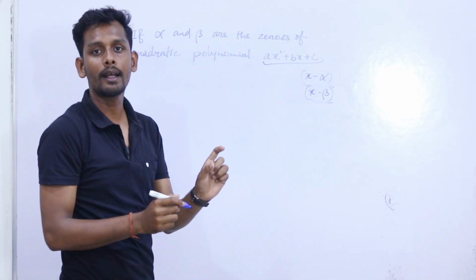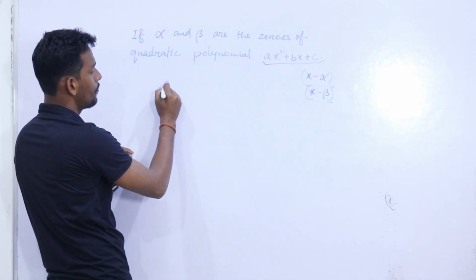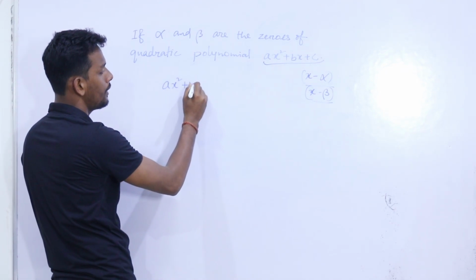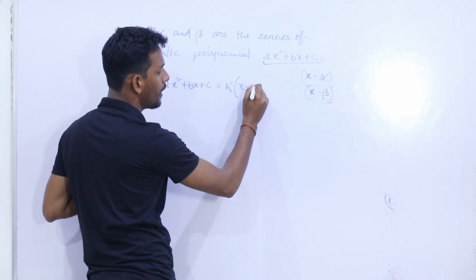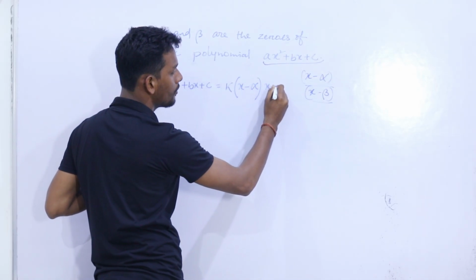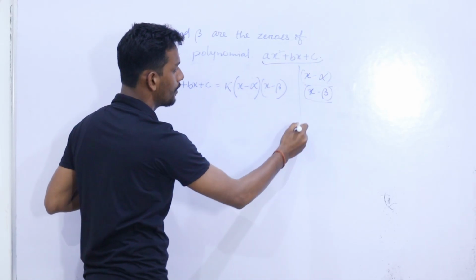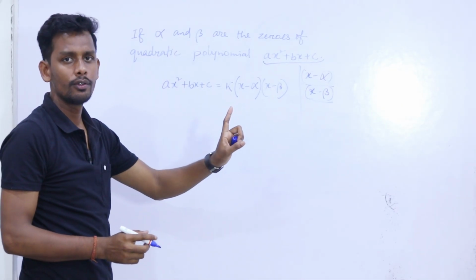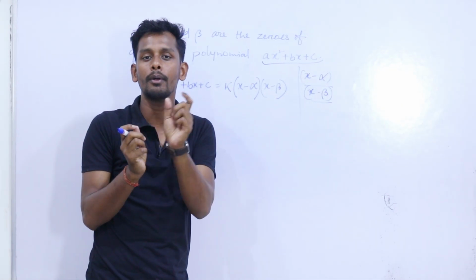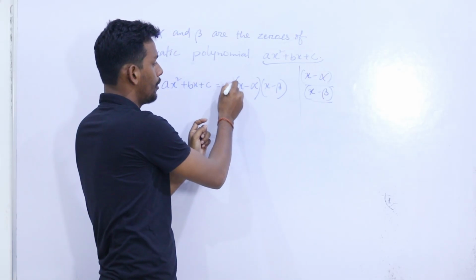polynomial. That we can write as ax square plus bx plus c is equal to k times x minus alpha times x minus beta. This is the method. These are the factors and k is a constant. Sometimes we have to take some constant as common, that is a constant.